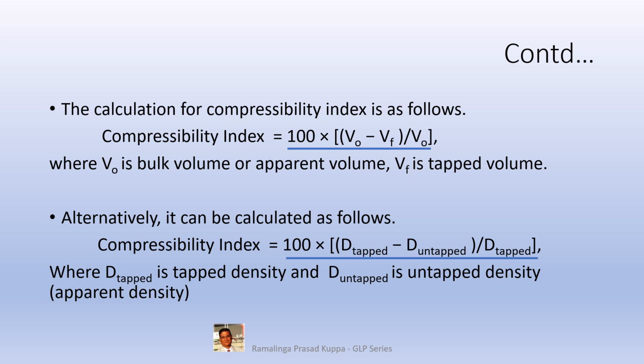This is a simple calculation. If the bulk volume and tapped volume values are known, it can be calculated. Also, when the bulk density and tap density values are known, the compressibility index can be calculated. Remember, the bulk volume will always be higher than the tapped volume. After tapping, the volume reduces, whereas the tapped density is always higher than the bulk density or apparent density.